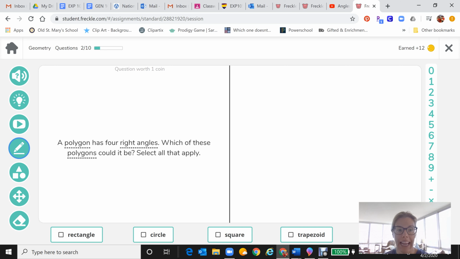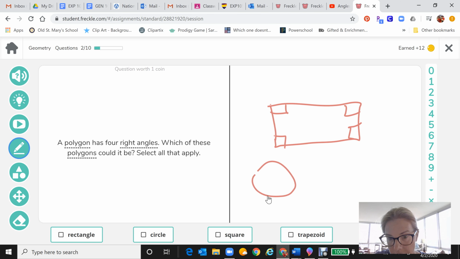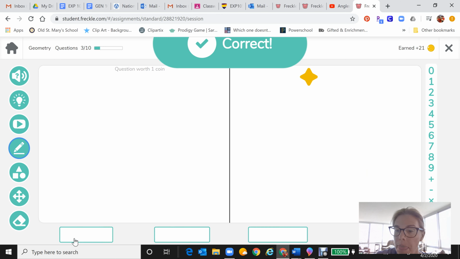Again, a polygon has four right angles. Which of these polygons should it be? Well, let's think about it. We have a rectangle. It has four right angles. Yes, so yes for rectangle. Circle, obviously not. It has no angles. A square. Let's look at that. 1, 2, 3, 4. Yep, it would be a square. And a trapezoid, as we said before, absolutely not. It has no right angles. So for this one, we would say square and rectangle.